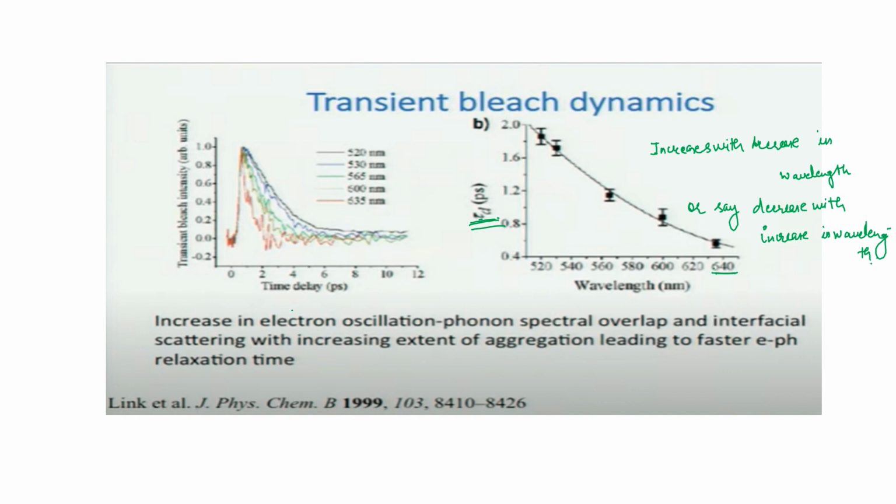So here, what is it written? Increase in the electron oscillation phonon, spectral overlap, and interfacial scattering with the increasing extent of aggregation, leading to the faster electron phonon relaxation time. Okay.